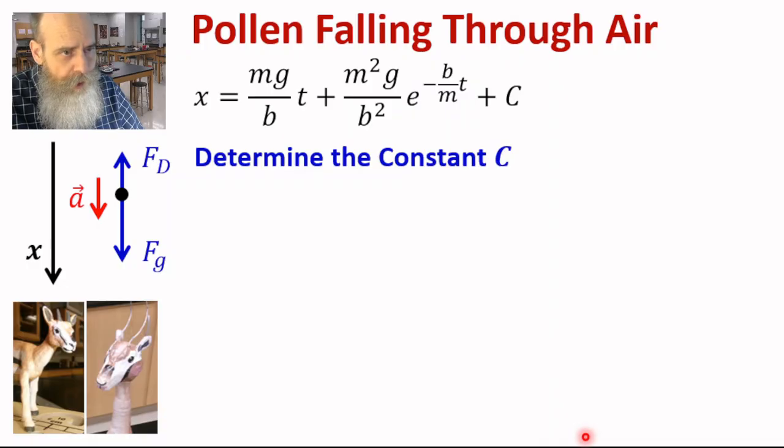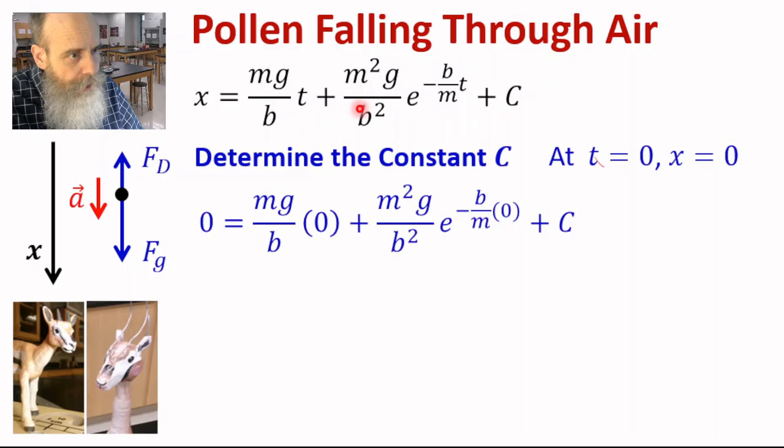What was the position when t equals 0? Correct, Isabel, good. When t equals 0, x equals 0. So let's put t equals 0 and x equals 0 into our equation here. And this is what we get.